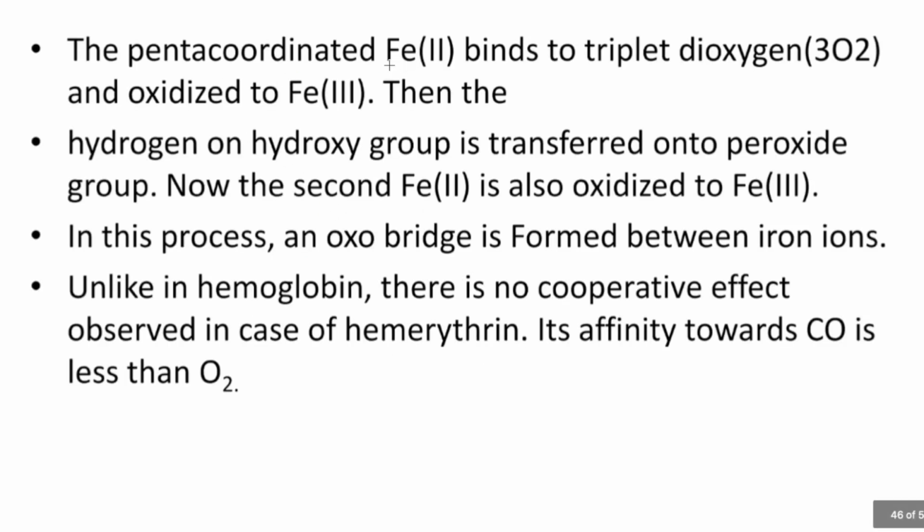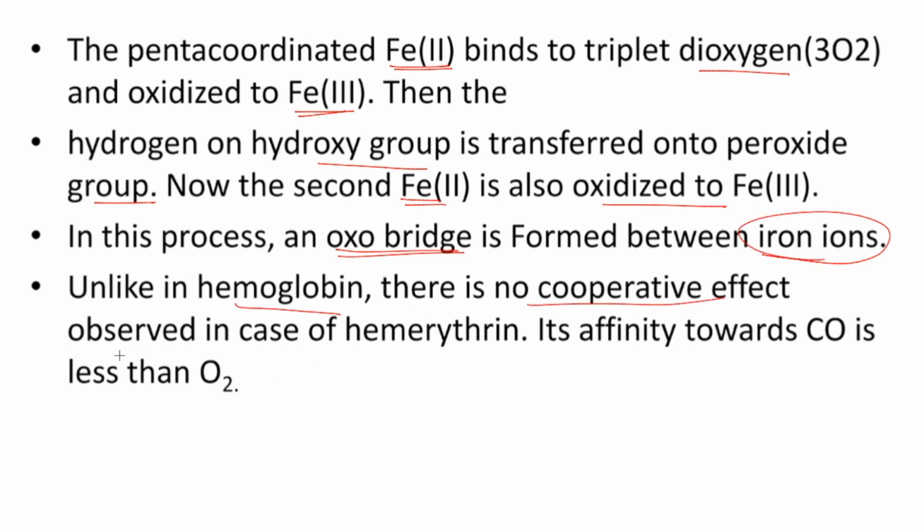So the penta coordinated iron binds to the triplet dioxygen and is oxidized to iron +3. Then the hydrogen of the hydroxy group is transferred to the peroxide group. Now the second iron, which is in the +2 state, is oxidized to +3. In this process, an oxo bridge is formed between the iron ions. Unlike in hemoglobin, there is no cooperative effect observed in the case of hemerythrin. Its affinity towards CO is less than for O2.